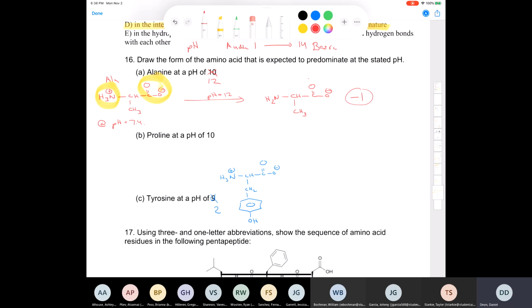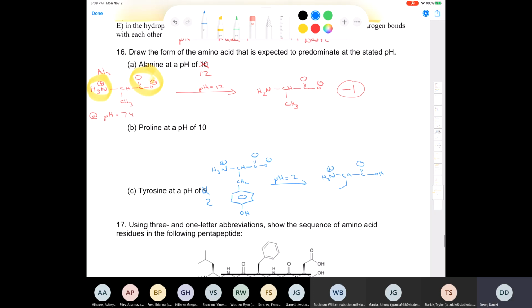If I take tyrosine and I put it at a pH of 2, that's strongly acidic. So that means I'm going to protonate the carboxylate, and I can't add another proton here. And so when I put that at a pH equal to 2, I'm going to protonate the carboxylate, and I'm still going to have my proton on my amine. There you have it.